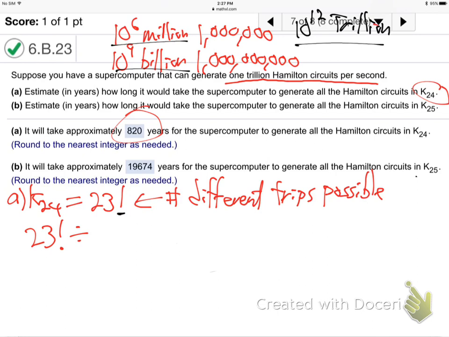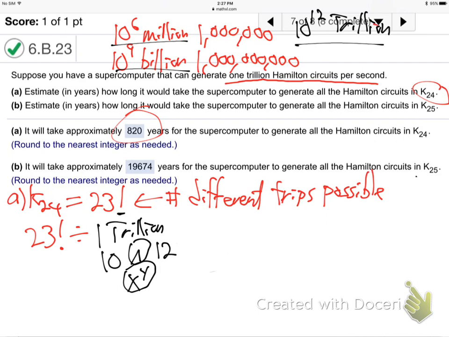So I'm going to divide by 1 trillion, which is 10 to the 12th power. You guys know how to do the powers on your calculator? I'll be glad to help. There are two different power buttons. It's like the up arrow or like X to the Y. It depends on your calculator. So 23 factorial divided by 10 to the 12th. See what we're doing there? Because that's a trillion, right?